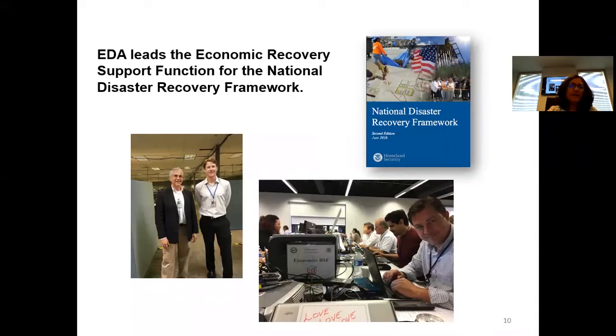The second way that EDA assists in economic recovery and resilience is part of the National Disaster Recovery Framework. The NDRF is when the full federal team brings their resources to the table to lead a coordinated recovery effort, and our staff is very highly valued in these ground actions. In fact, these are pictures of some of our field teams that have assisted. On the left is a photo of our field coordinators in Hurricane Harvey. On the right is our team in Puerto Rico.